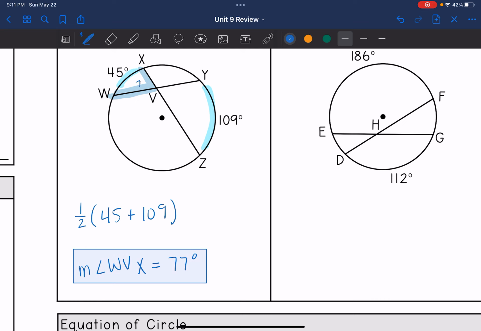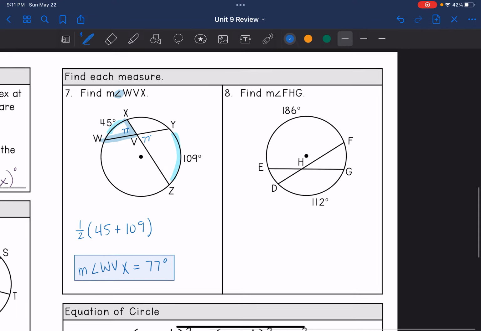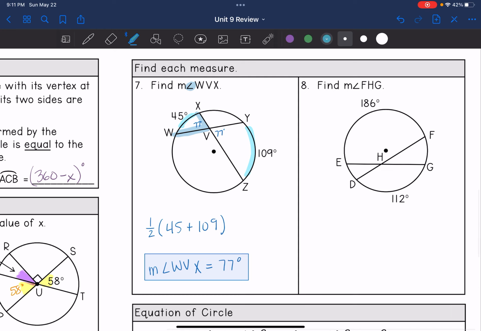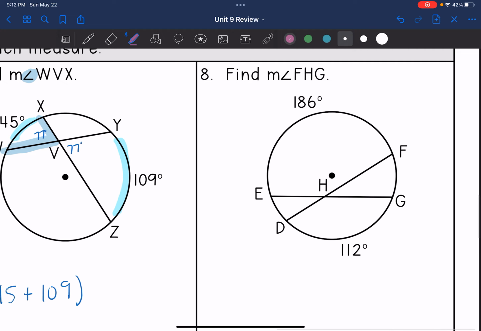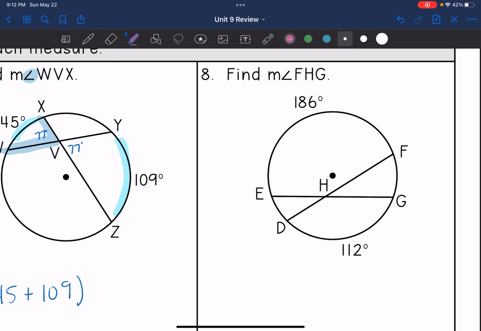So that's this angle here, 77. And then since it's vertical, this one would also be 77. Okay, let's look at this next one. Find the measure of FHG. FHG, this is the angle that they want.